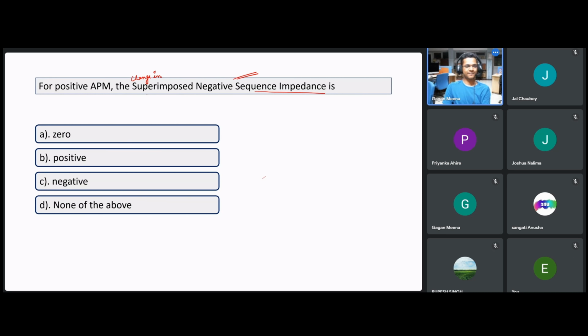Change in superimposed impedance. So due to islanding, will the negative sequence impedance reduce or increase? That is the question here. Any idea? You can make a guess also. What do you think? Based upon our knowledge of active power mismatch, what will happen if there is a mismatch? How will it affect the impedance?